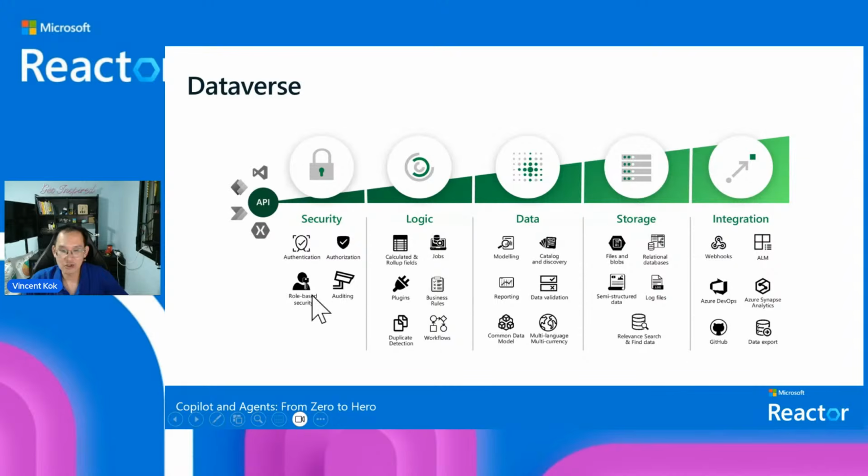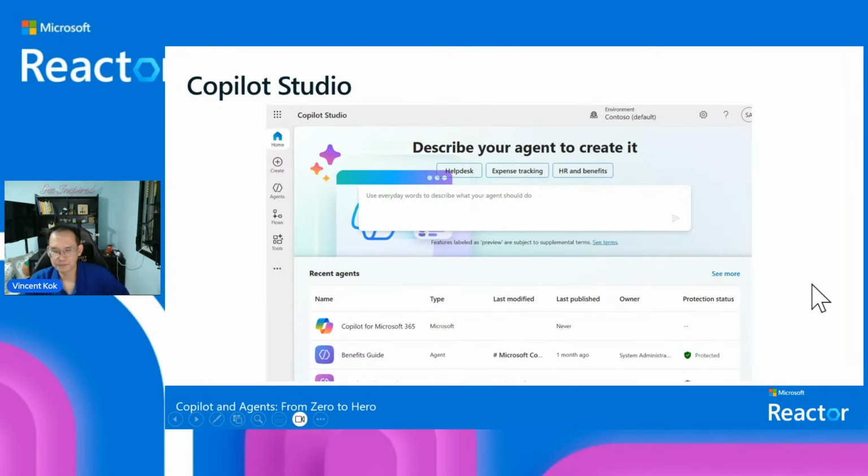So a Dataverse is actually, as you can see here, comprised of all these components with security here, so that you can also allow authentication. There's also logic for your table, plugins, your data here as well for modeling, relationships within the table. There's also storage where you can store your files, semi-structured data, your log files, and there's also integration with different systems via webhooks or via APIs or via some of the GitHub as well in here. So Dataverse, if you are using a cloud platform, is something that we will consider to use as the data platform. Now, I'm going to show you the next thing here, which is the Copilot Studio.